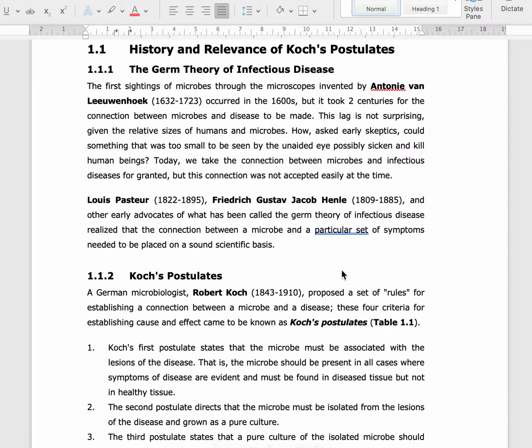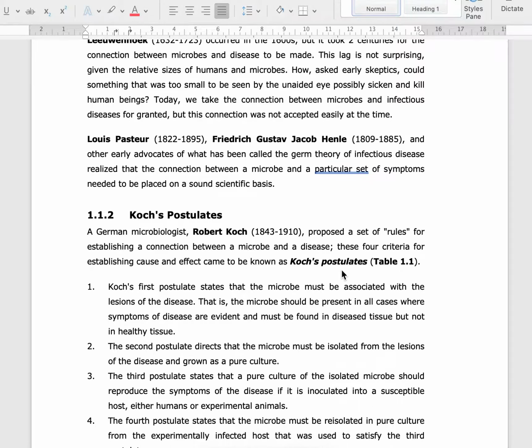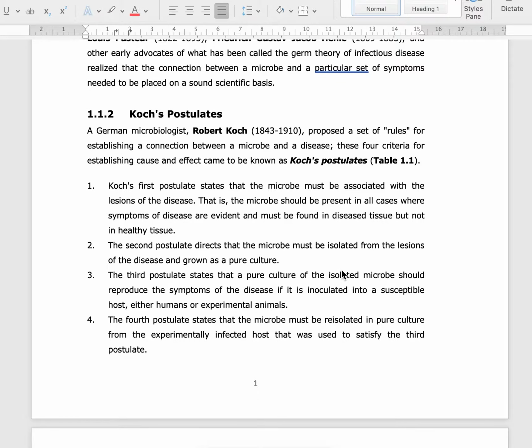So first, let's try to know about the original postulates, that means the original Koch postulates. I think you already know these Koch postulates, because I guess you have studied them in some earlier courses. Yet it's better to look again, just as a recap. I'll talk about the original Koch postulates first.